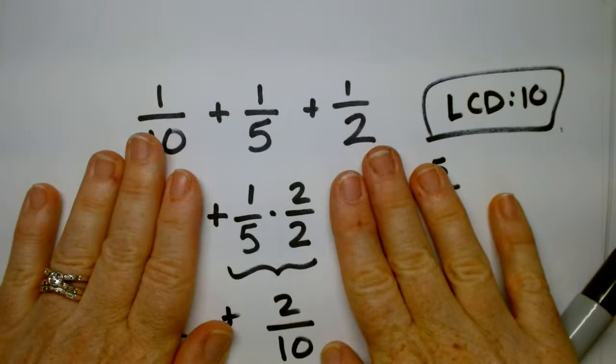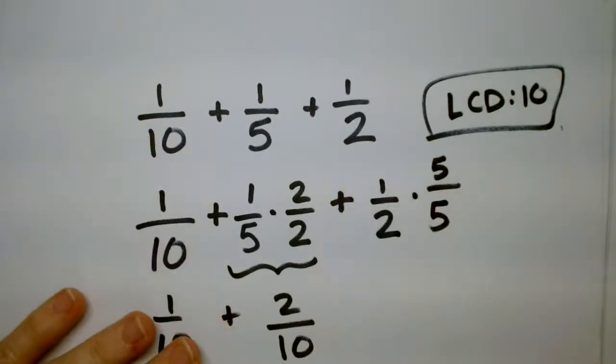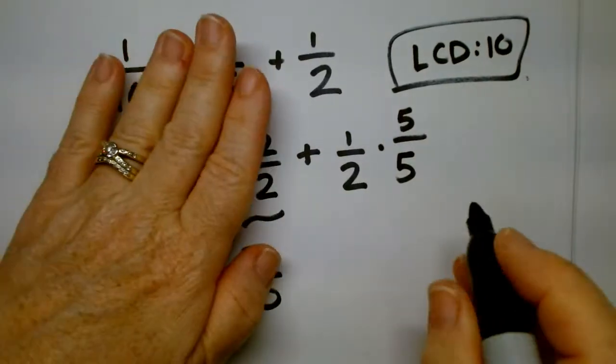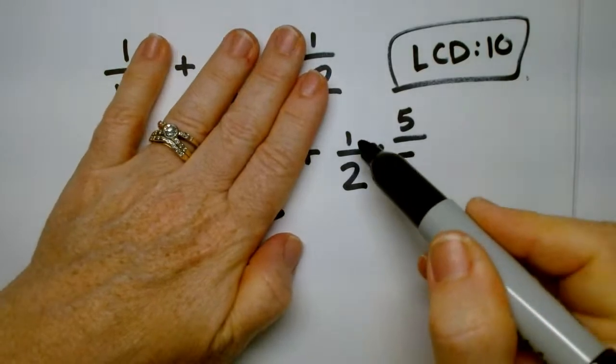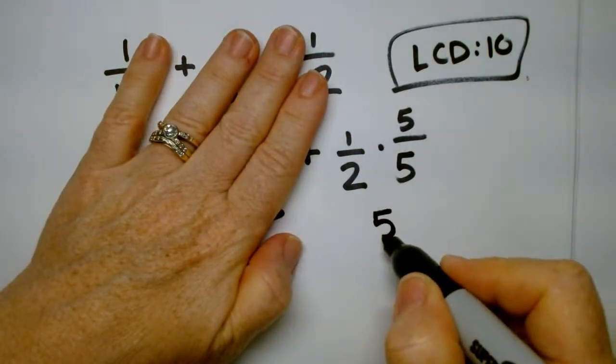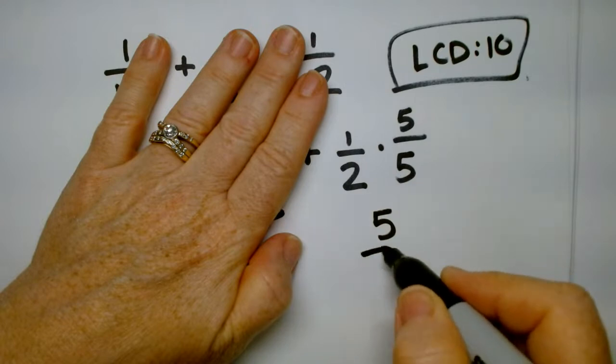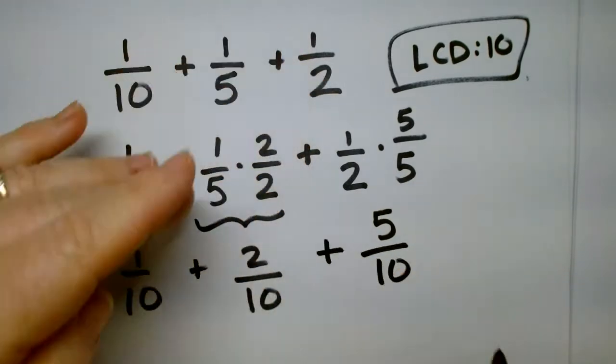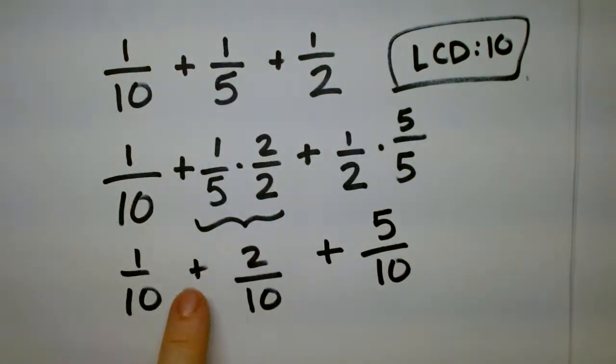I can multiply top and bottom by 2, and then I get 2/10. Okay, good. And then let's just look at this one. So 1 times 5 is 5. 2 times 5 is 10. Do you see how the bottoms all match now? Now we can just add them up.